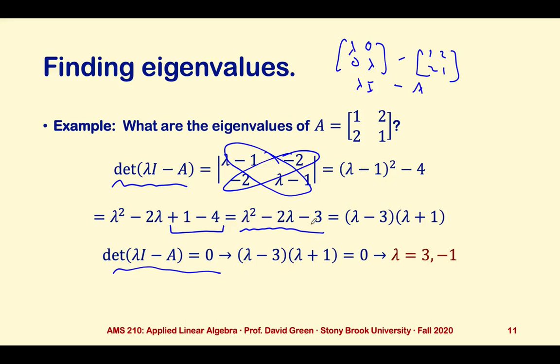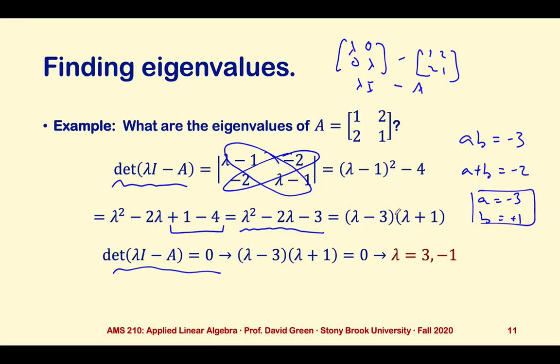One way to do this is with factoring. Recall that how we factor a quadratic polynomial is we look for a pair of numbers that multiply to give us the last number, a times b equals negative 3, and add together to give us the middle number, a plus b equals negative 2, and this is satisfied by a equals negative 3 and b equals plus 1.